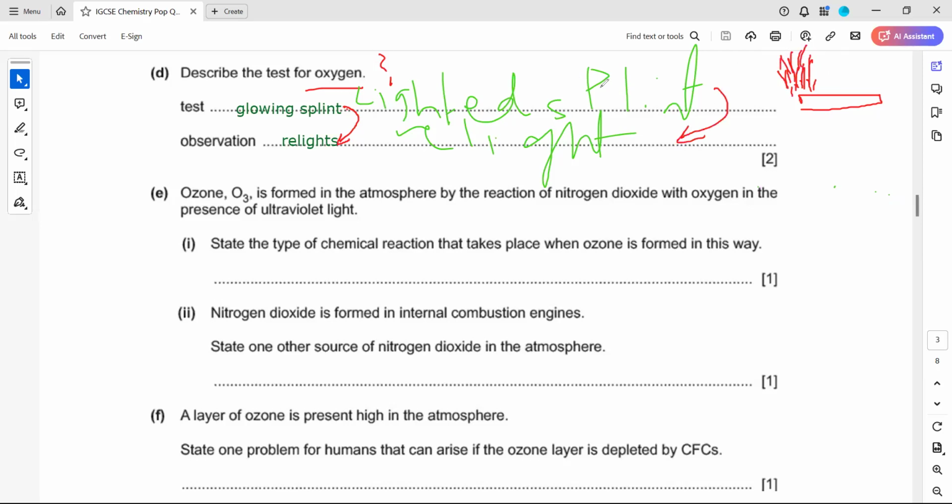If you mention a lighted splint, to distinguish it, a lighted splint for hydrogen gives a pop sound, and a glowing splint for oxygen will relight. So if you mention a lighted splint for oxygen, mention that the flame intensity increases, it will burn with a bright flame. If you mention a glowing splint, then it will relight.